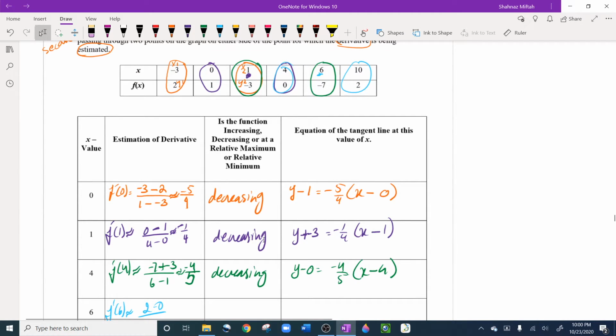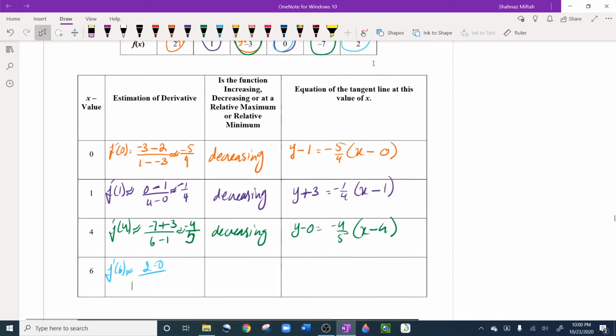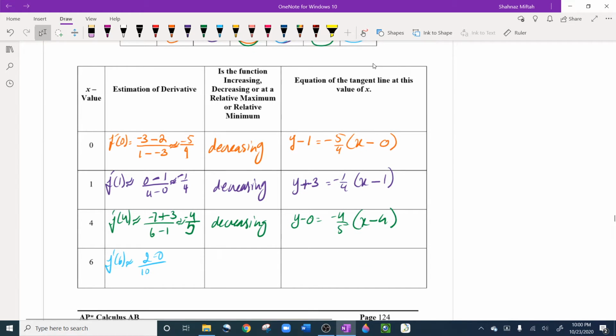Make sure that if on the top this number is the first one and that's the second one, then on the bottom the same x value goes first and the other one second. So 2 over 6, which will give me approximately 1/3. This one is actually increasing because it's positive.